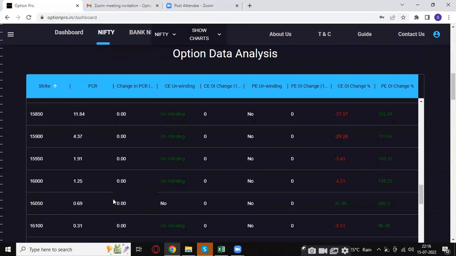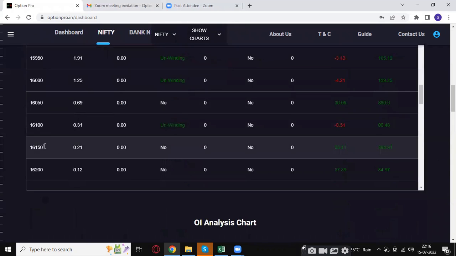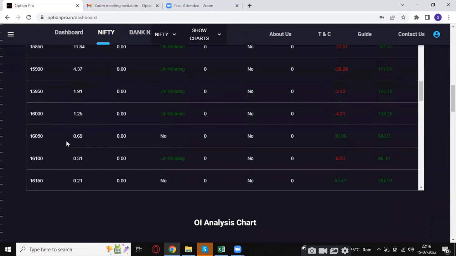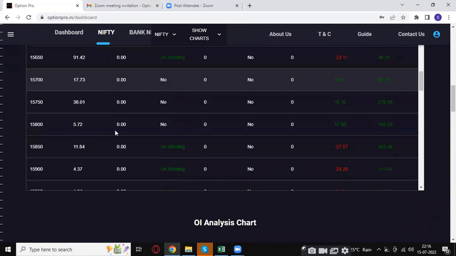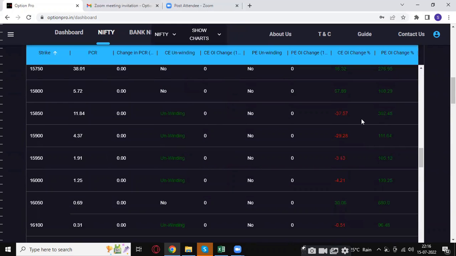If this happens in multiple strike prices nearby the future price, the nearby strike right now is 16,100 or 16,000. These three prices are nearby. So if the PCR keeps increasing at the nearby strike prices, then it is on the positive side, right?